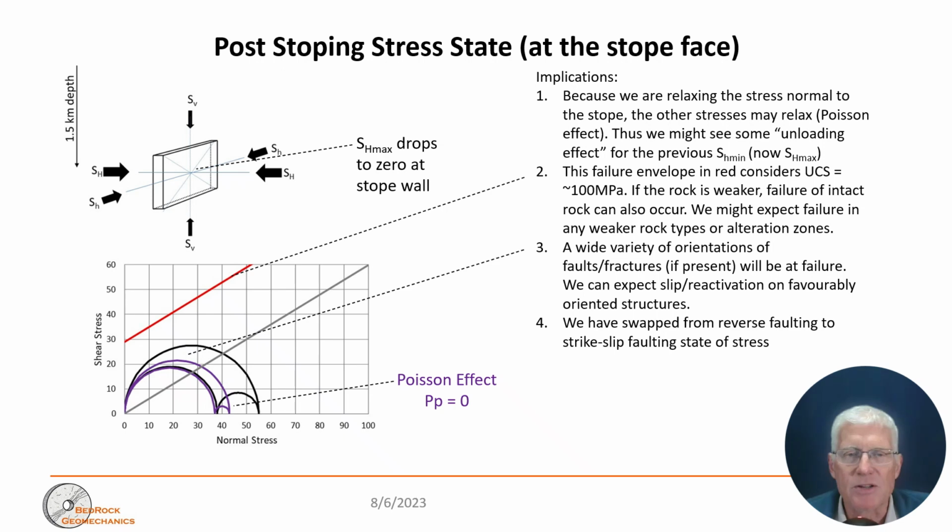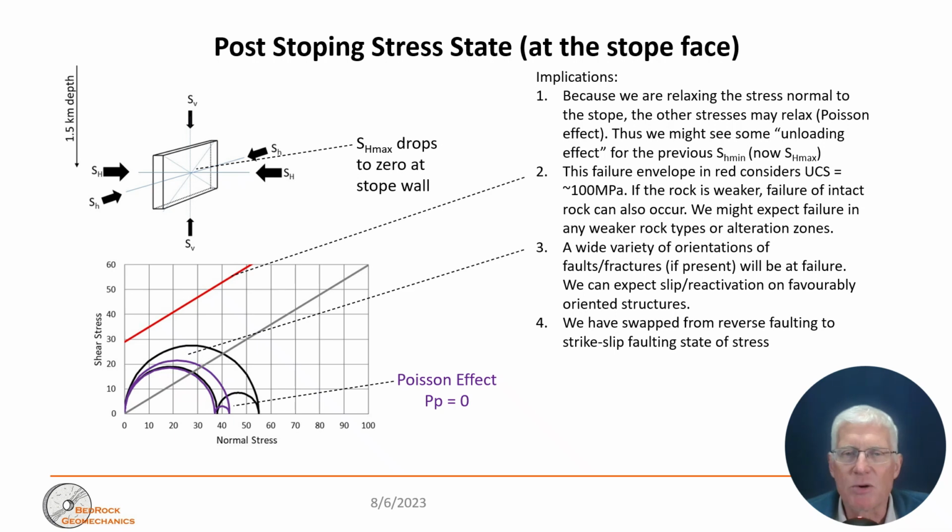The other implication is if you have a failure criterion for frictional surfaces, which might be typically shown in gray, that would be a friction sliding coefficient of about 0.6. Then a wide variety of orientations of faults or fractures, if they're present, will be at failure. So we can expect slip or reactivation on favorably oriented structures.